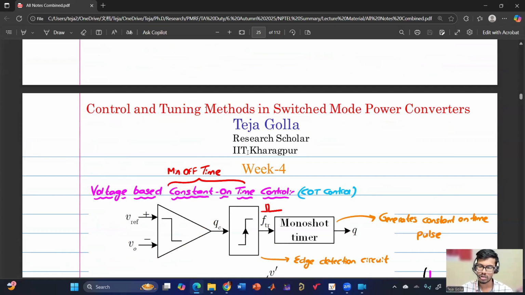So week 3 is all about practical voltage source and understanding the voltage mode control as well as current mode control architecture. If you have any doubts in week 3, you can ask.